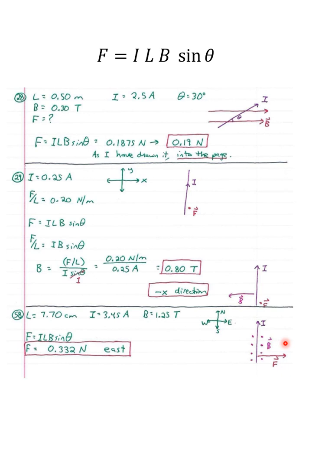Find the magnitude and direction of the magnetic force on the wire. We can use the right-hand rule to find the direction of the force. Your thumb, when you use your right hand properly here, should point to the right, and that would be to the east. And we'll use the equation, force equals current times length times magnetic field times sine of theta, and you get 0.332 newtons.